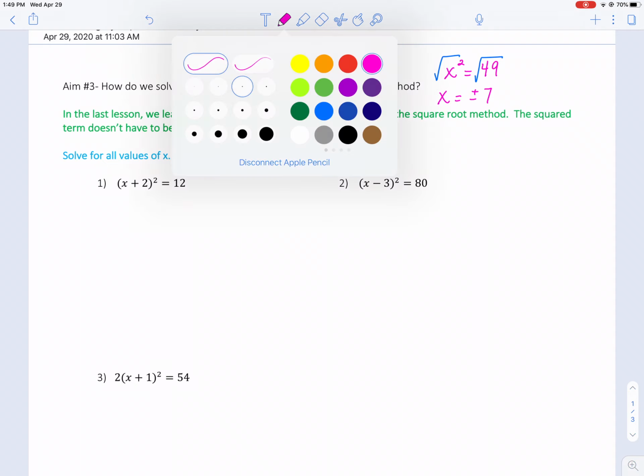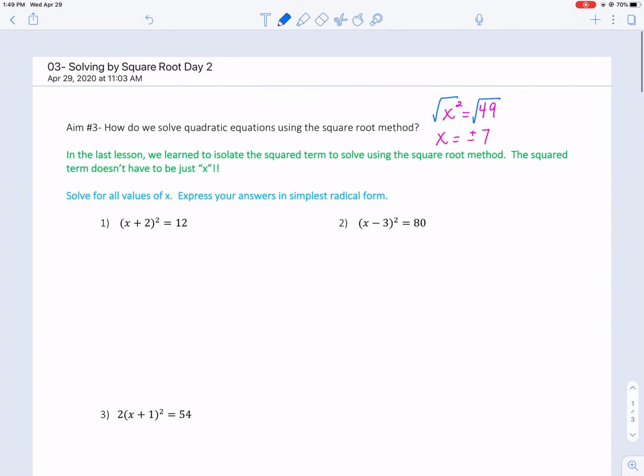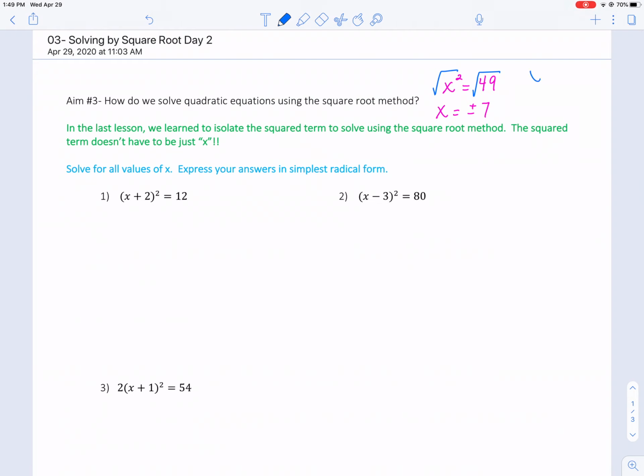And then we also took it one step further, where what if there's not a perfect square on the other side? So, for instance, if I showed you something like x squared equals, let me think of a non-perfect square, let's just say 28, okay? Actually, you know what I want to do instead of 28? Let's just say 8, okay?